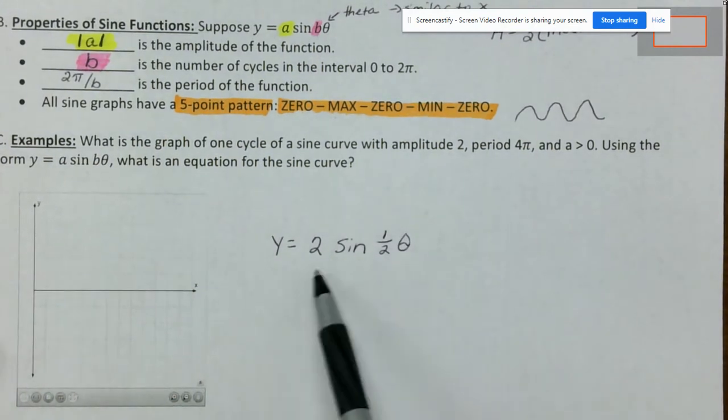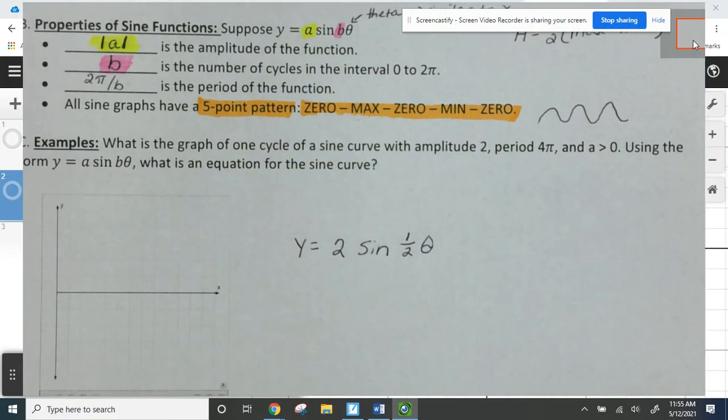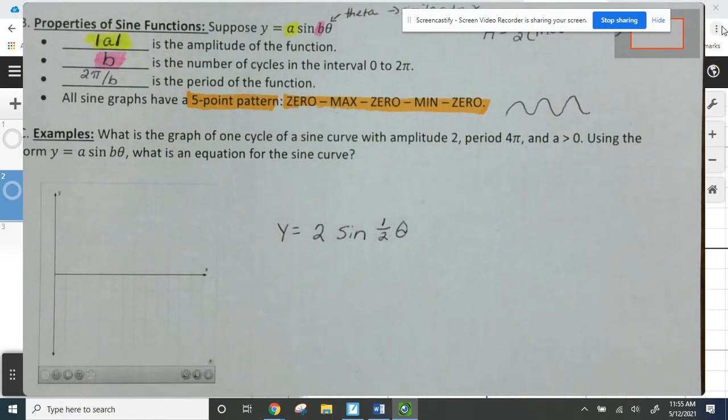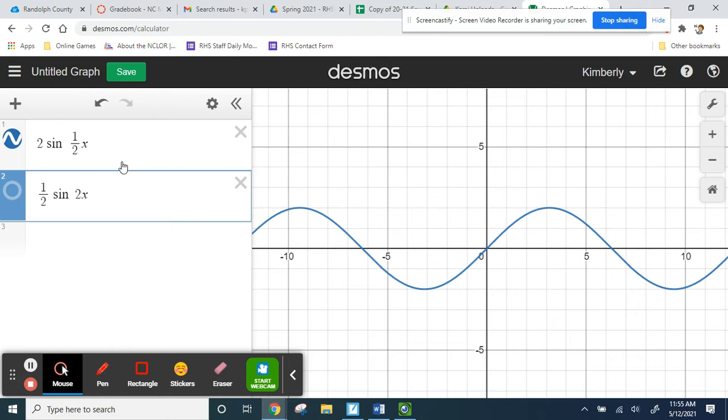Now, once you come up with this equation, you can actually go to Desmos, which is what I'm going to do. So let me go over here to Desmos. And we're going to graph this: 2 sine 1/2 x. Now, if you click on your graph, it's going to give you some points. So notice here we have the point 0, 0.